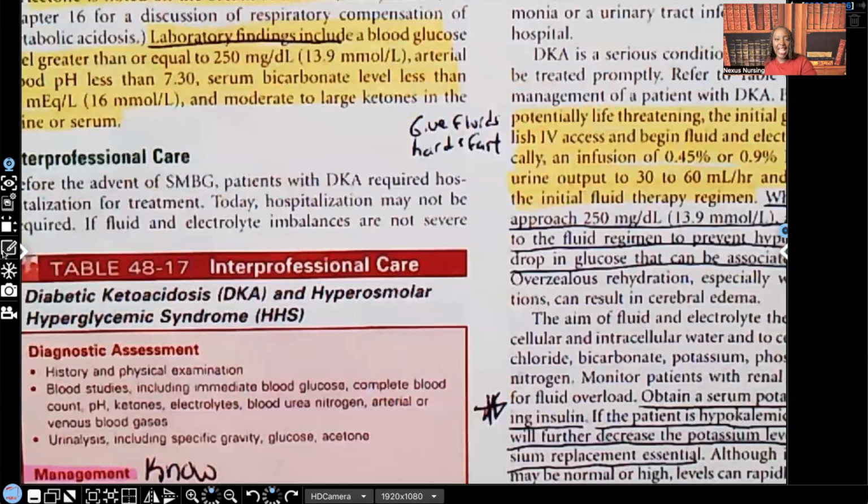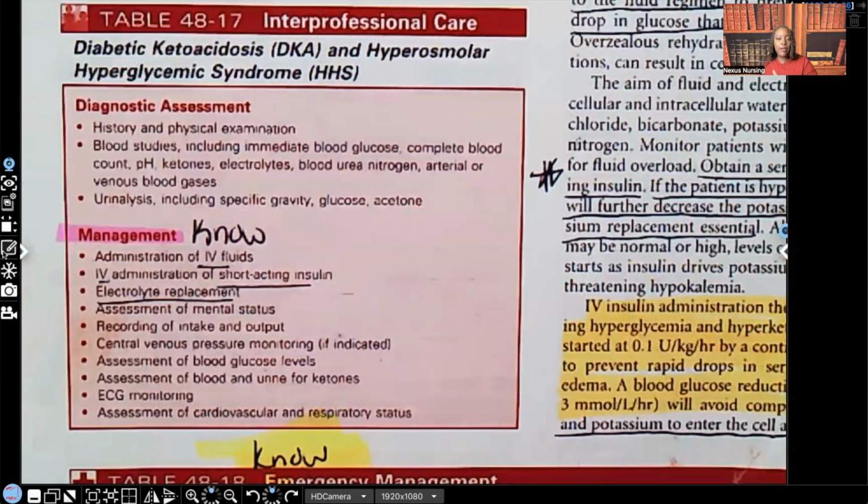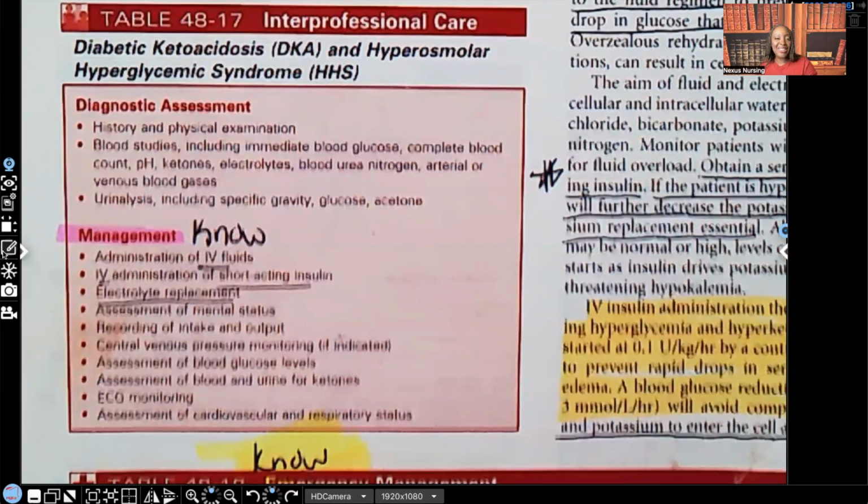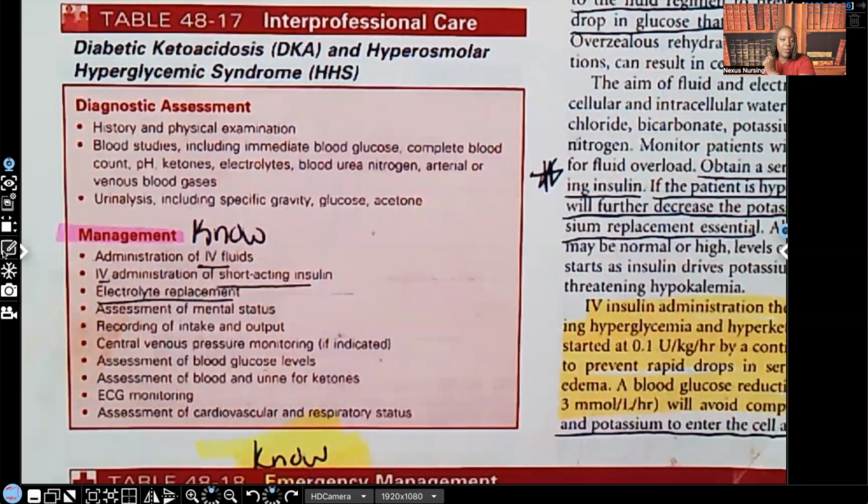Now that we've gone over DKA and HHS, now we can go over the differences. Let's look at the management. Oh, look at this, guys. I could have done this table already. They didn't even give you the differences in management. They just put it together. But anyway, I'm so happy I covered both first.